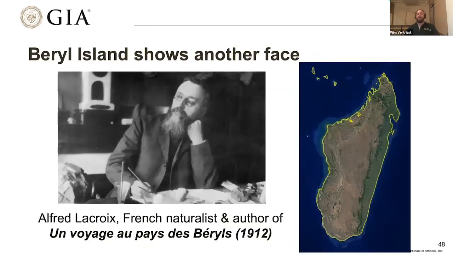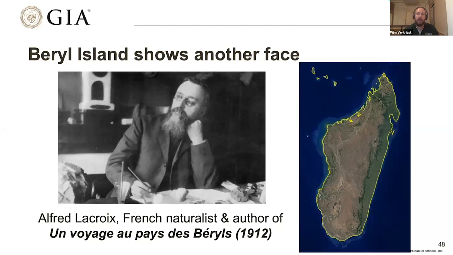Now, of course, if we jump across the sea a little bit, we stay in East Africa. There's a beautiful place there that's called Madagascar. Madagascar has been nicknamed the Beryl Island by Alfred Lacroix, who wrote an essay labeled Un voyage au pays des beryls. So, a journey to the land of the beryls, where he described a lot of the gemstones, which were mainly beryls at the time, coming out of Madagascar.